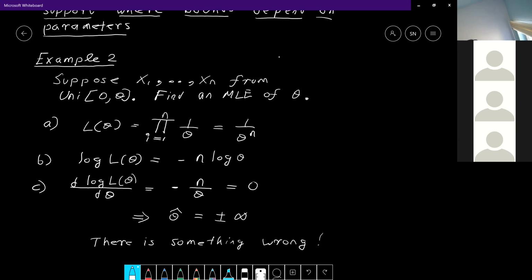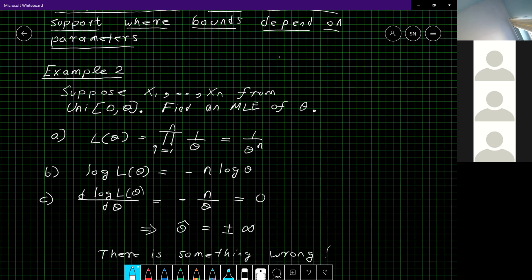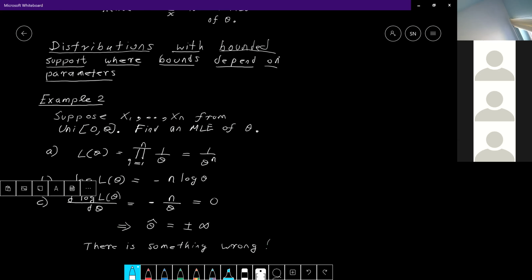The uniform distribution on the interval from 0 to theta has a bound. The bounds of this distribution are from 0 to theta, and the lower bound is 0. The upper bound is theta. So this is an example where at least one of the bounds depends on a parameter, right? In this case, the upper bound depends on the parameter theta.